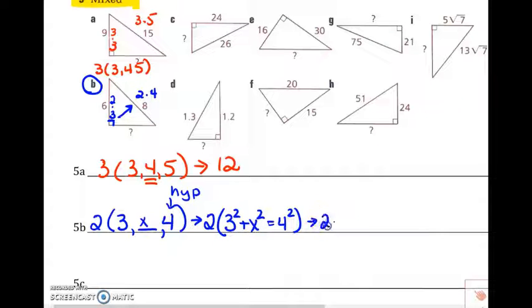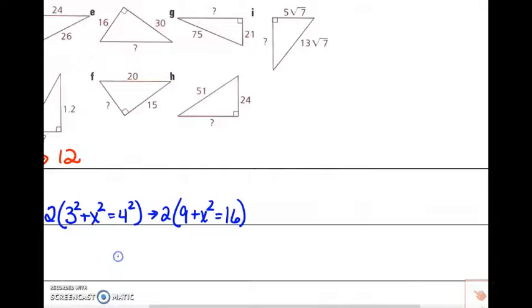Now, 3 squared is 9, x squared is x squared, 4 squared is 16. Moving over, I have to subtract 9 from both sides. So now x squared is 7. 16 minus 9 is 7, which means that x is the square root of 7. Remember, when you have an x that's squared, to solve just for x, you need to take the square root of both sides of that equation.